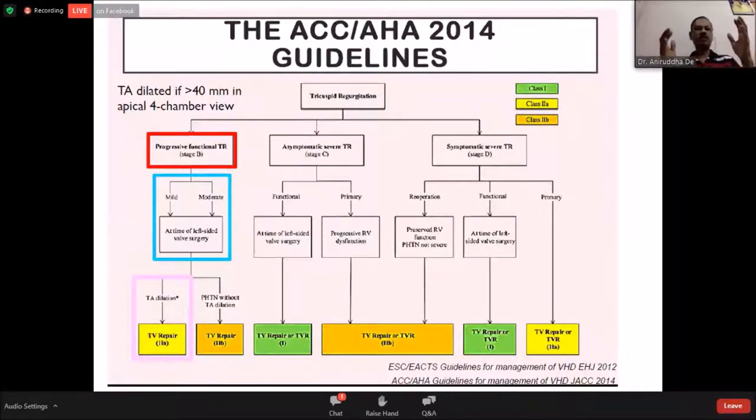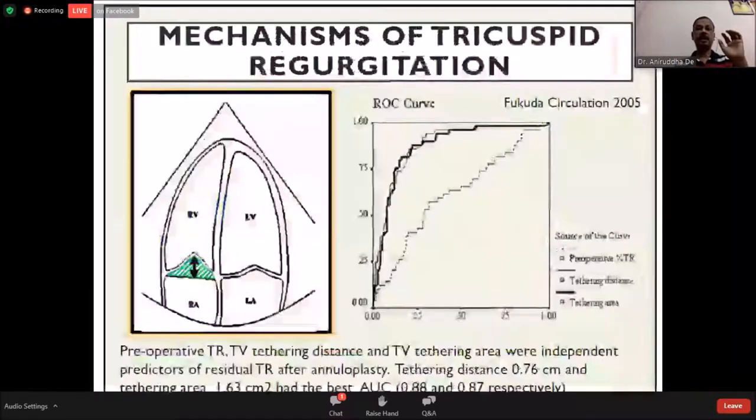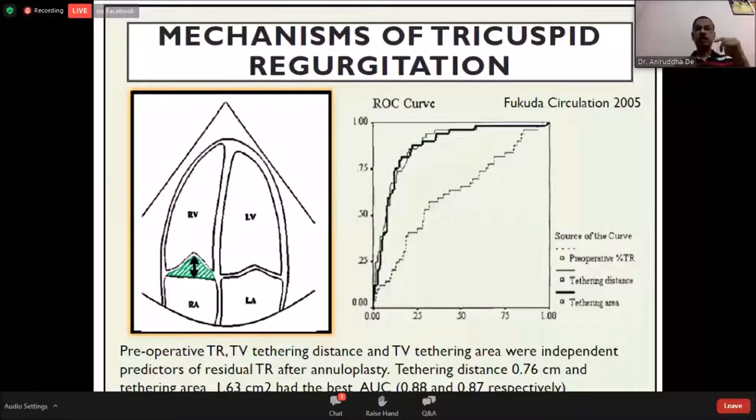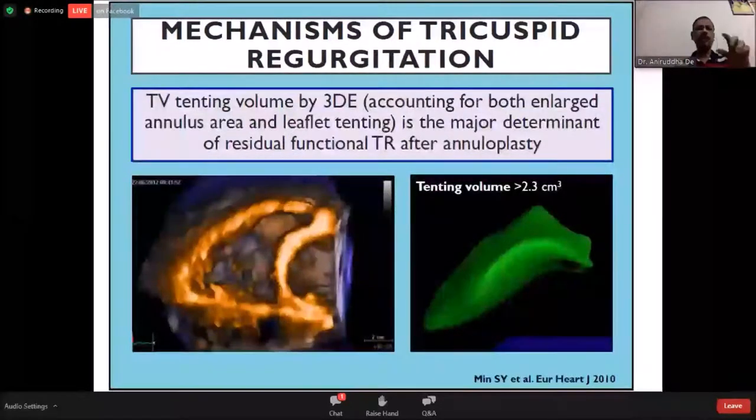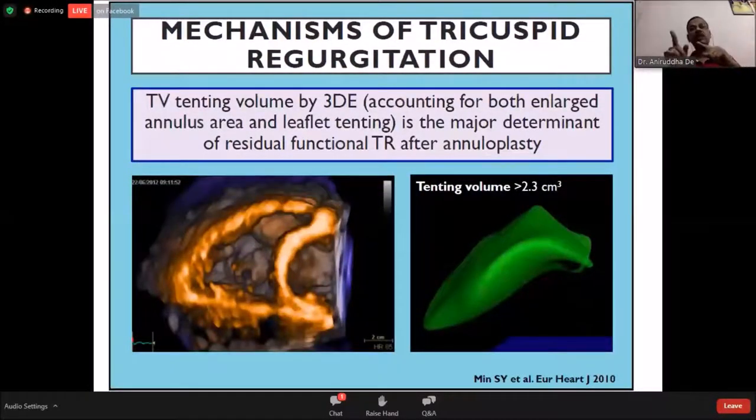There are guidelines where, if the TA is dilated more than 40 millimeter in the apical four chamber view, you have to do something. There are guidelines. So this slide I'm talking about: the mechanism of tricuspid regurgitation, where there is functional tricuspid regurgitation, you measure all these parameters. So, short of time. One thing is that if you use 3D, you can even measure the TV tenting volume.